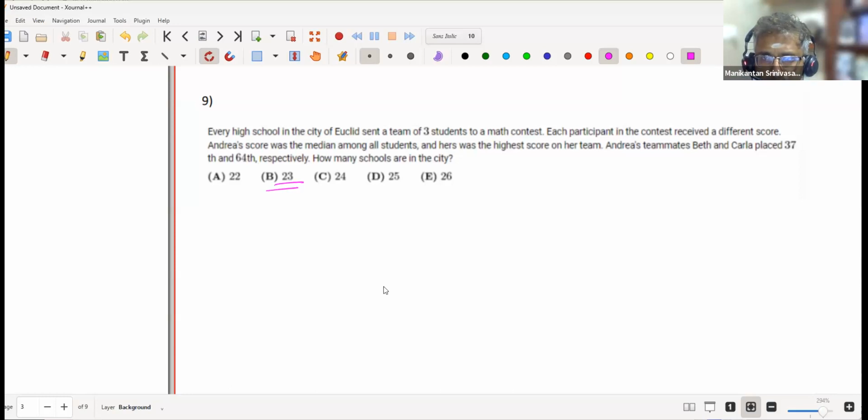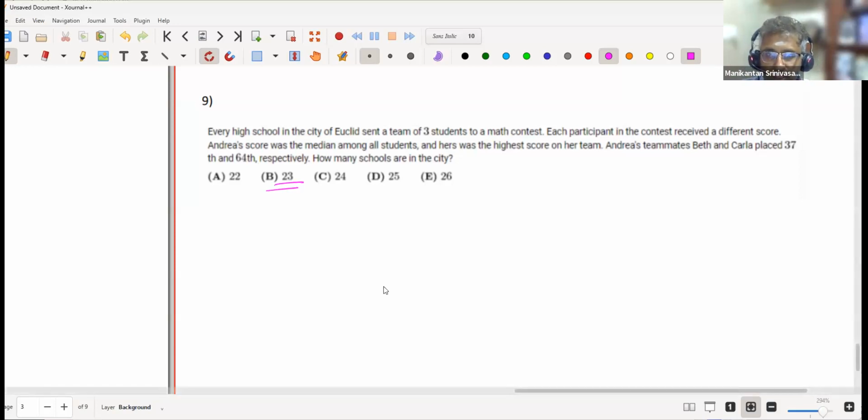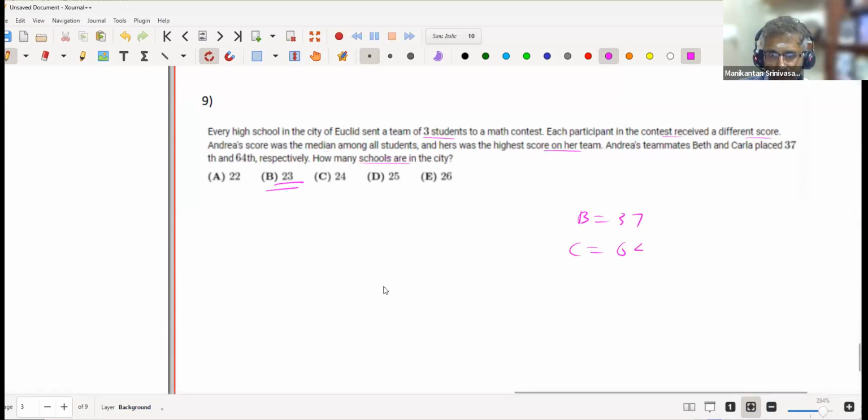Okay, 23. Yeah. So let's see. Every school sent a team of 3 students. Which means the total number of students should be a multiple of 3, however many schools there are in the city. Each participant in the contest received a different score. Andrea was the median. Hers was the highest score in the team. So A's ranking was better than Beth and Carla. So B is at 37 and C is at 64, right? So if A is at 36, right?